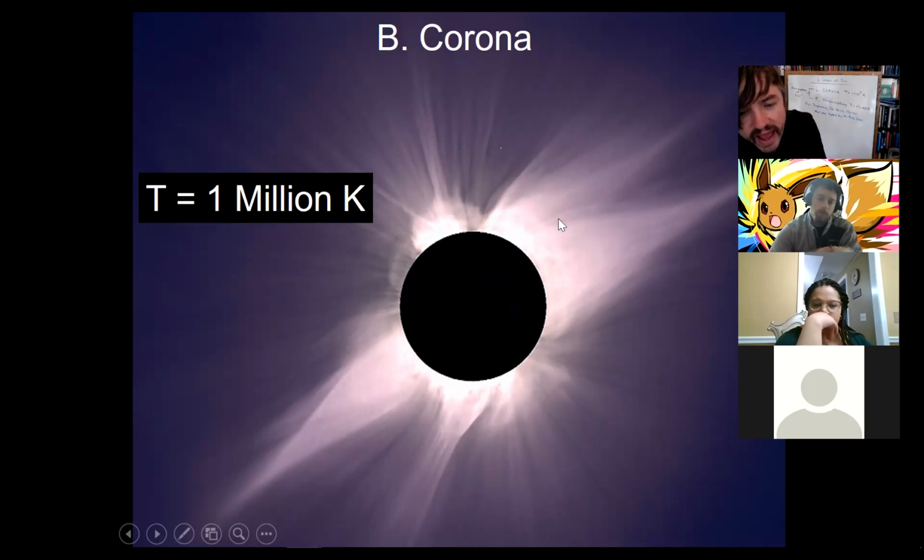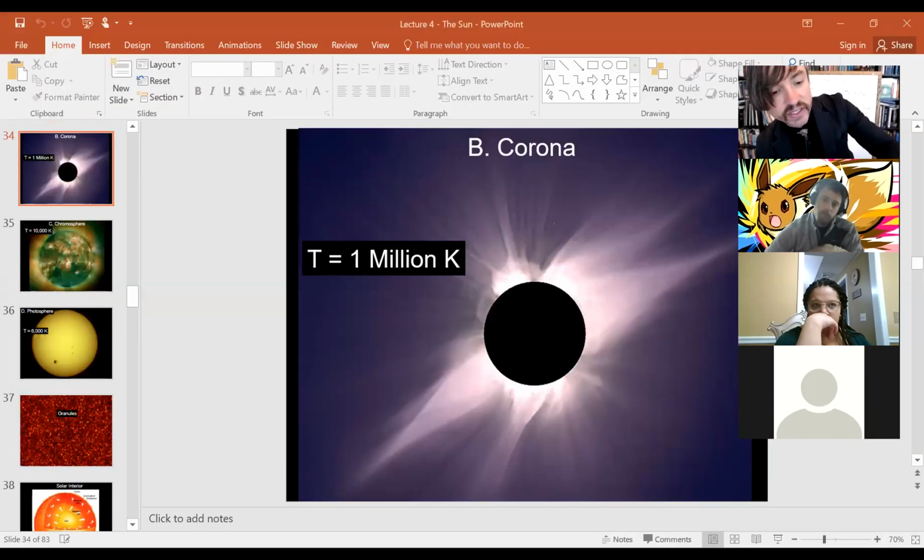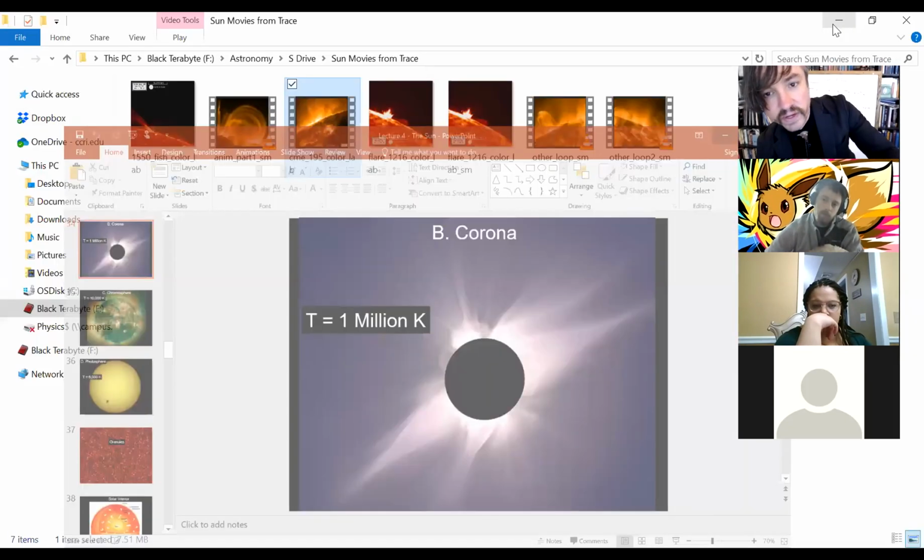Now, the corona actually gives off a faint amount of visible light. At 1 million Kelvin, this gas is so hot that it's emitting radiation across the electromagnetic spectrum, including in visible light. So we can actually see the corona during a total solar eclipse.